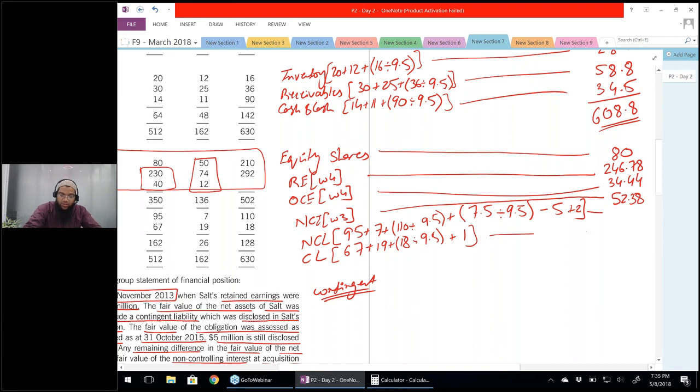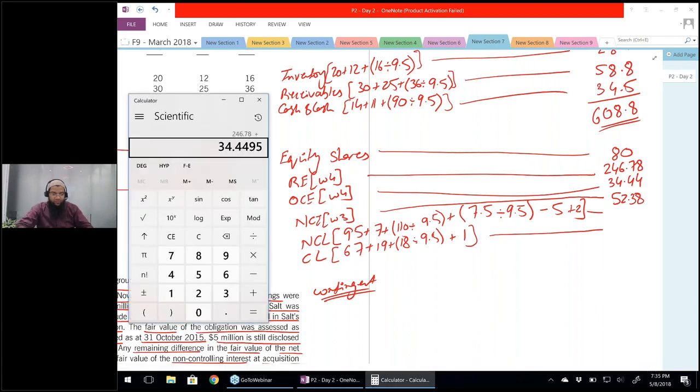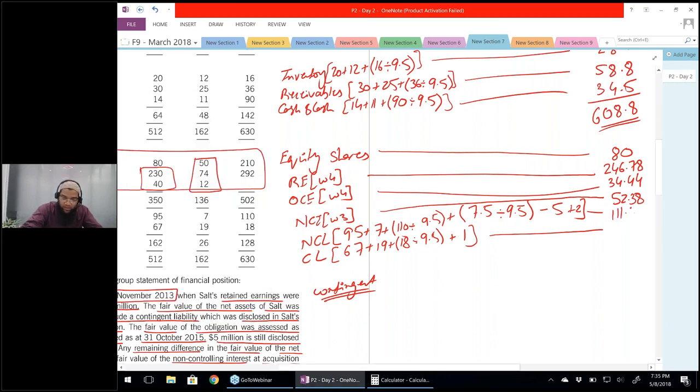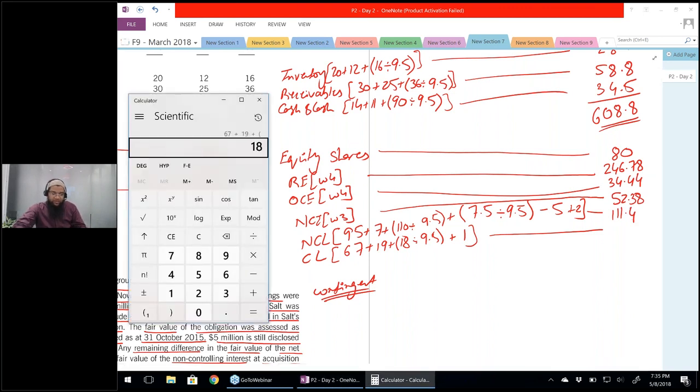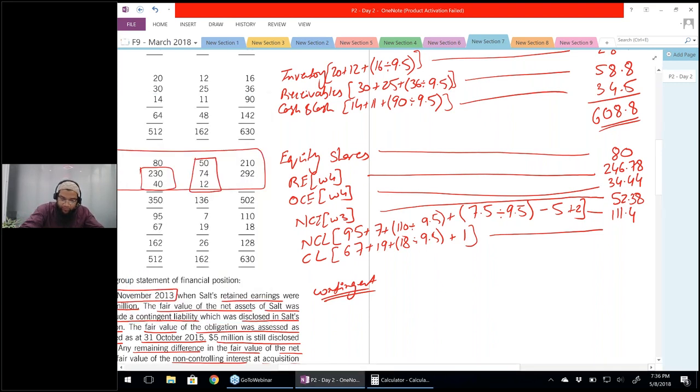Now let's calculate the non-current liabilities and current liabilities, which is going to be 95 plus 7 plus 110 divided by 9.5 plus 7.5 divided by 9.5 minus 5 plus 2. Triple 1.4, and 67 plus 19 plus 18 divided by 9.5 plus 1 is going to be 88.9. Now let's calculate the total.